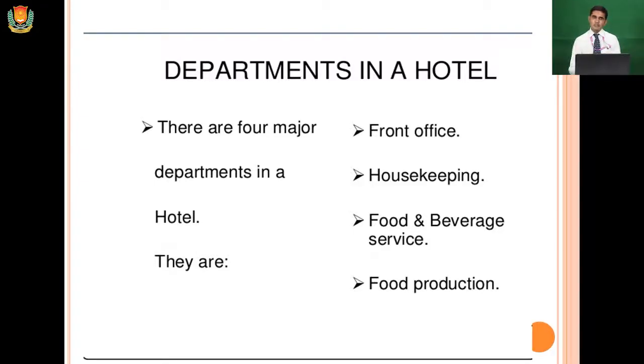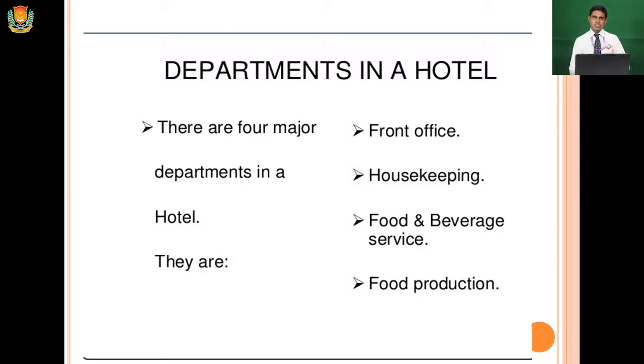The food and beverage service department has a theory part, and alongside we are going to take practicals also. In practical, we'll see the equipment, which type of equipment we use in the restaurant, the name of the equipment, the tools. Some equipment we are familiar with, some we are not familiar with.